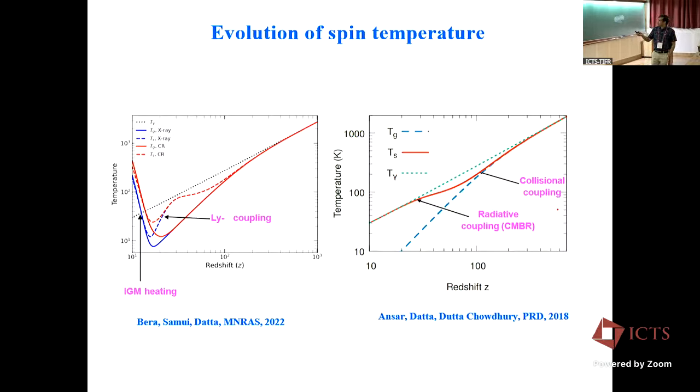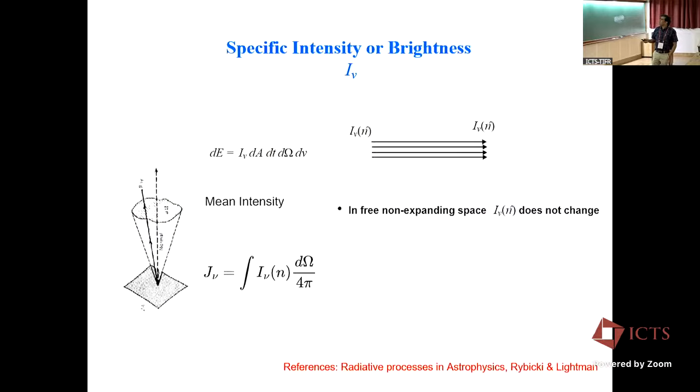Yeah, so same plot, but here I do not show the Lyman alpha coupling, only radiative coupling and collisional coupling, right? So far we have discussed the spin temperature, how to calculate it, and what processes actually determine it. Now let us focus on the transfer of the 21 centimeter signal through the intergalactic medium.